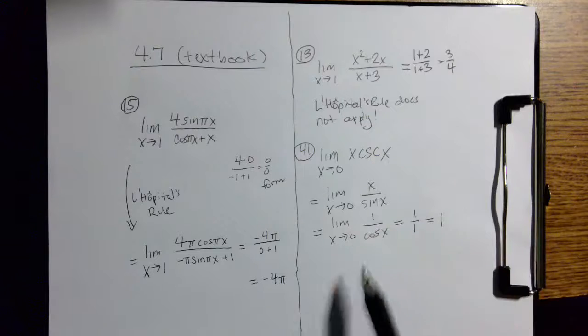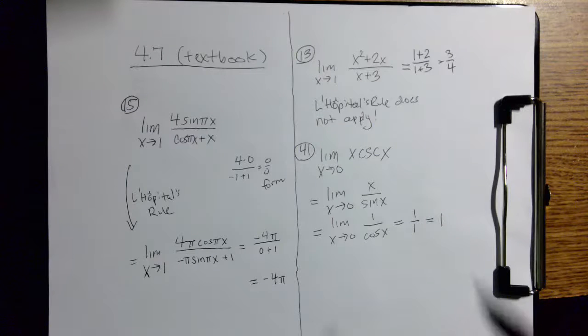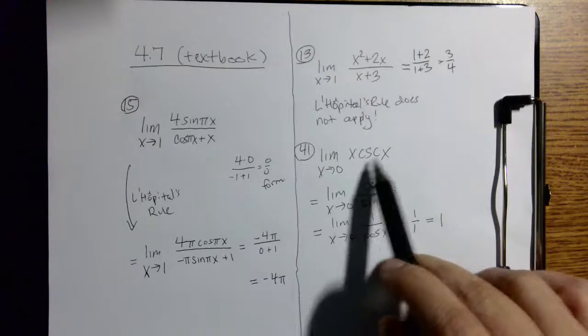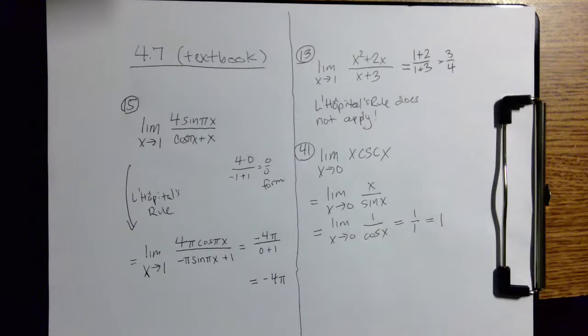Finally, let's look at number 41 here. This is the limit as x approaches 0 of x cosecant x. Now, looking at this one, this looks different than either of these other two examples that we talked about, because we're not taking the limit of a quotient. Or at least the way it's expressed here, it's not expressed as the limit of a quotient. And L'Hopital's rule is a rule that's stated for limits of quotients.